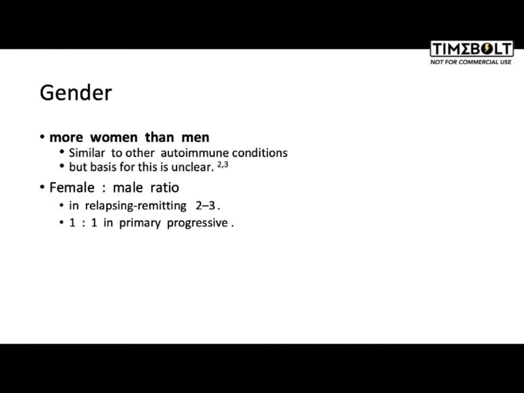Gender: more females are affected than males. This is in accordance with most of the autoimmune conditions, but the underlying cause is unclear. Female to male ratio is 2:3 in relapsing remitting form, while in primary progressive, it is 1:1. Male to female ratio is equal.